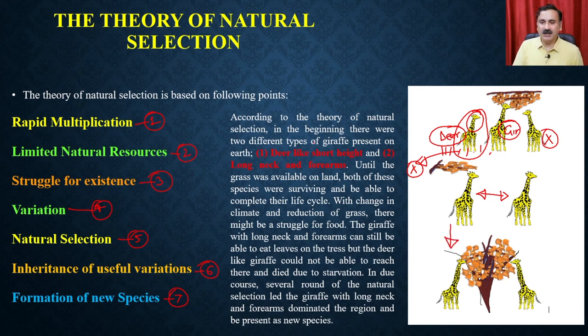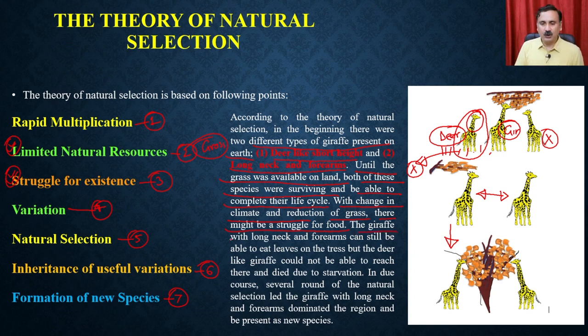So this is what is written here, that you have two different types of giraffe present: the deer-like one with short height, and the one with long legs and four limbs, which is the current giraffe that you see. Until the grass was available on the land, both of these species were surviving and able to compete with their life cycle. With change in the climate and reduction of the grass, there might be a struggle for food, right? There will be a scarcity of natural resources, which in this case means a scarcity of grass. Then there will be a struggle, because some guy could not get the food.